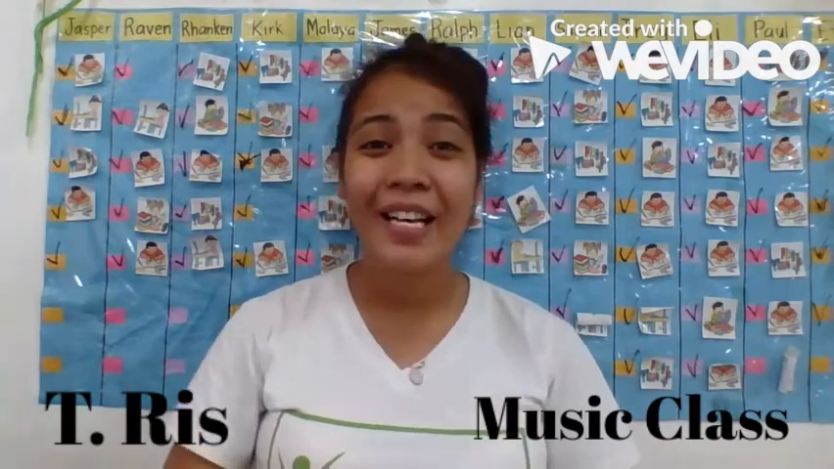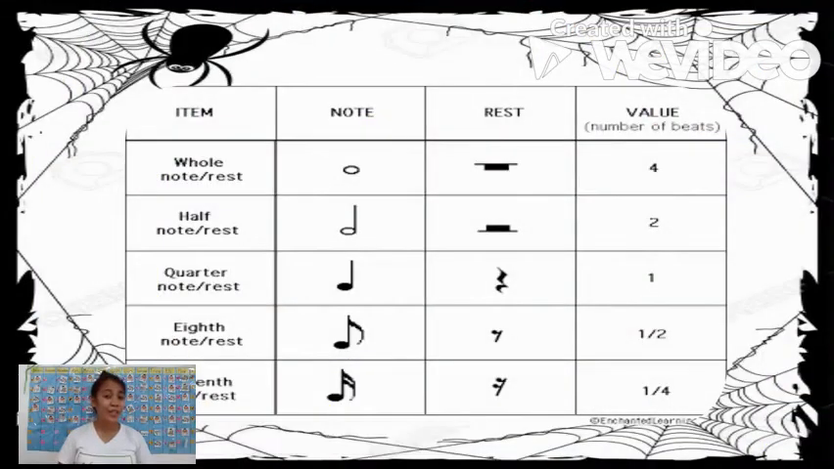Let's review our previous lesson in music first. Can you still remember? We discussed the musical notes and the musical rests. The examples of notes and rests: we have whole note, whole rest, half note, half rest, and so on and so forth.